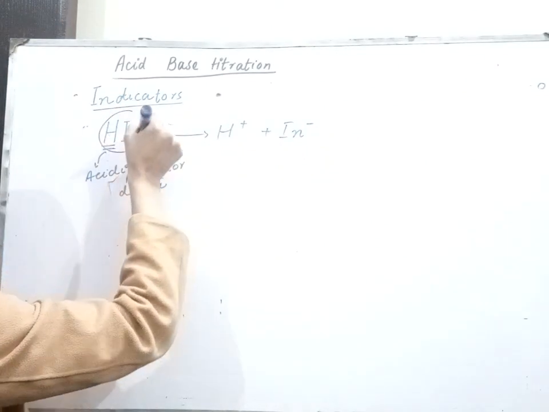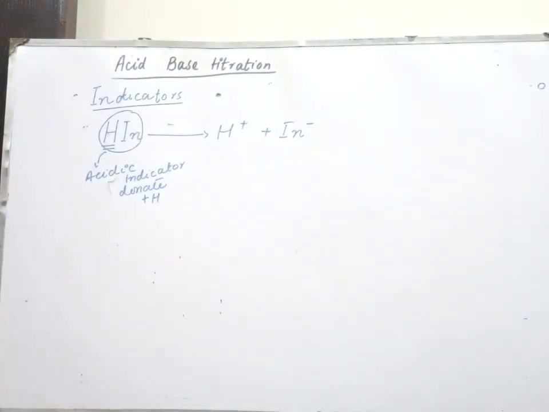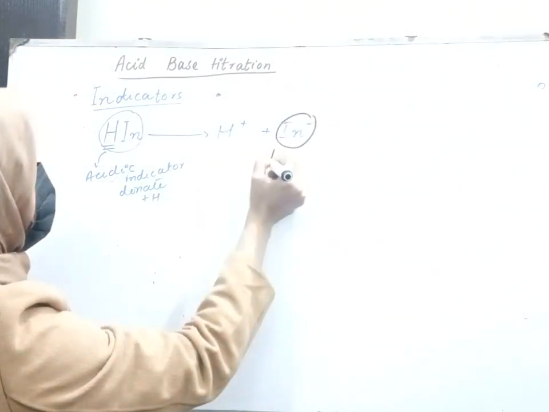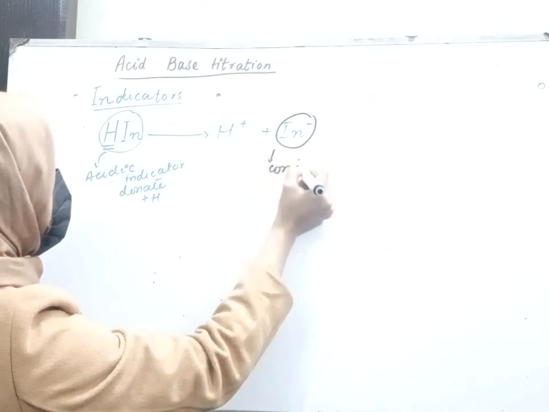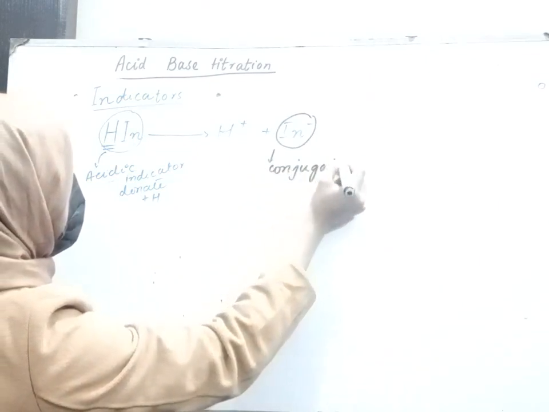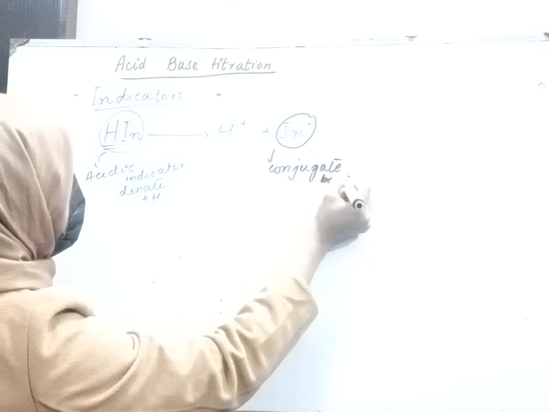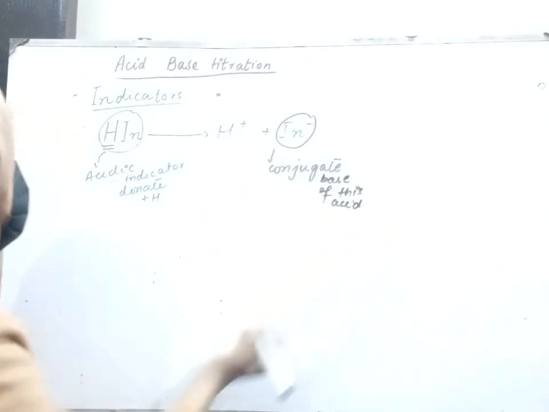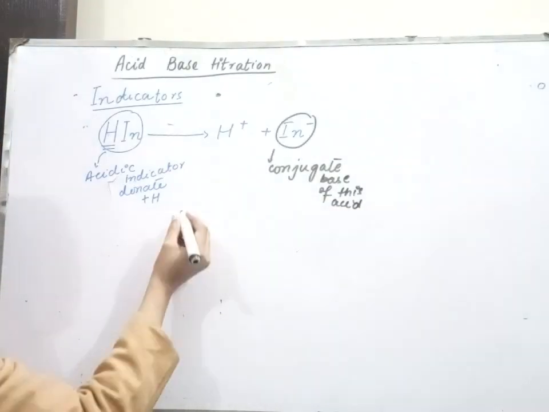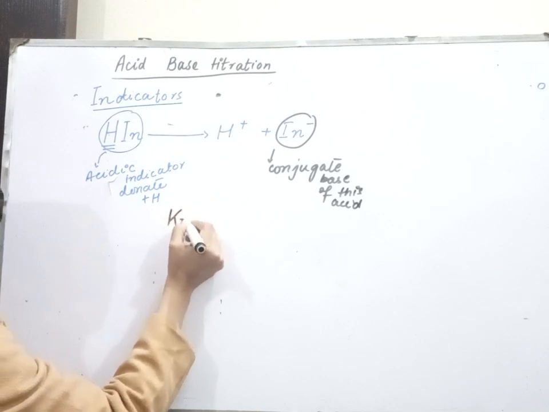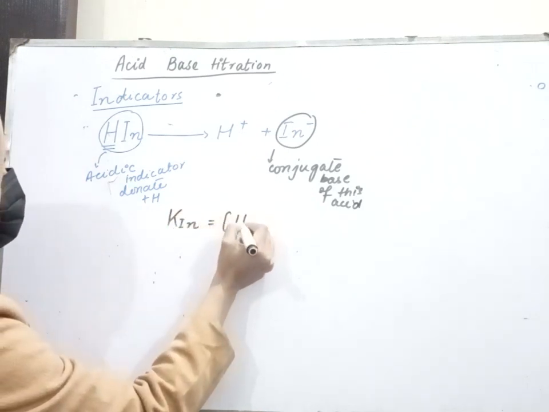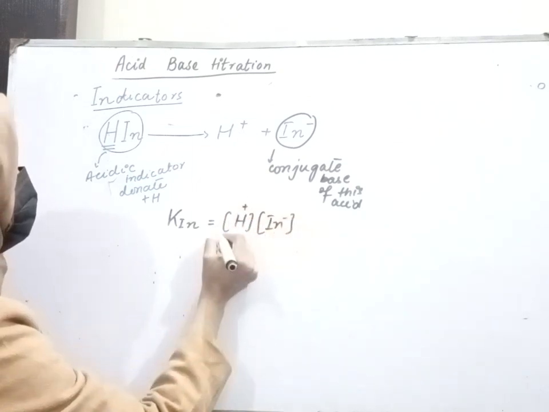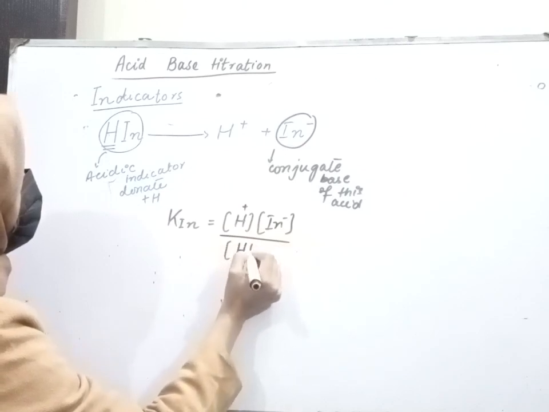When this indicator is ionized into H positive and In negative, after ionization it will be left as In negative. It will be the conjugate base of this acid. And if I determine the constant Kin, that will equal the concentration of H positive above, In negative above, and HIn below.